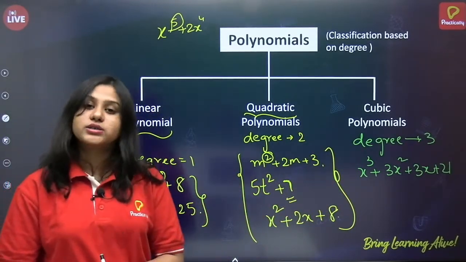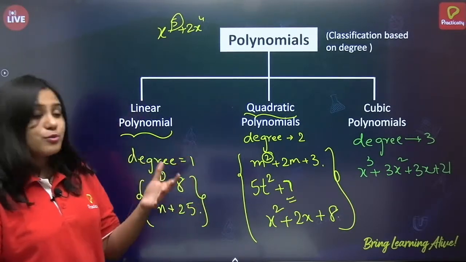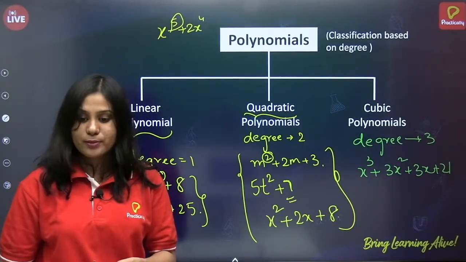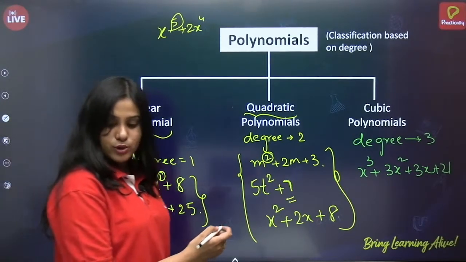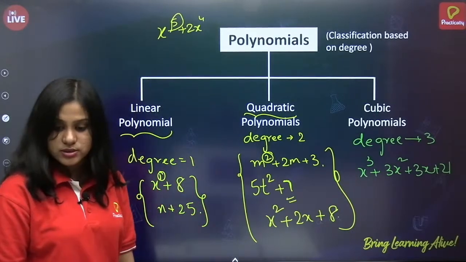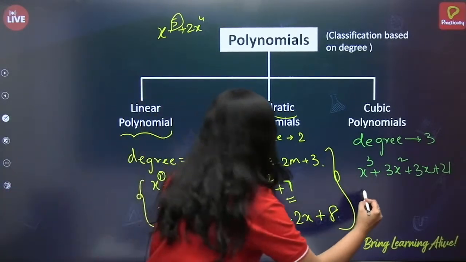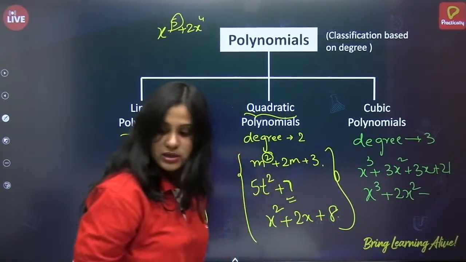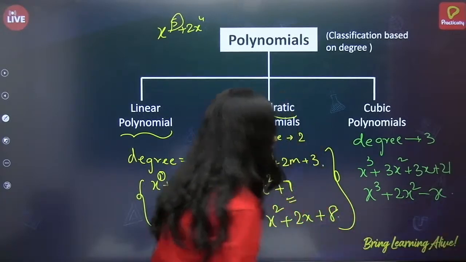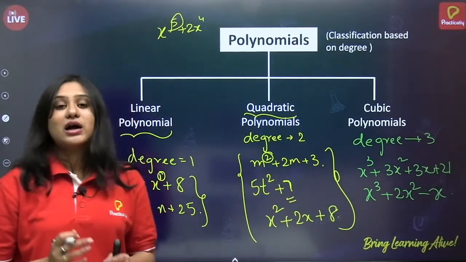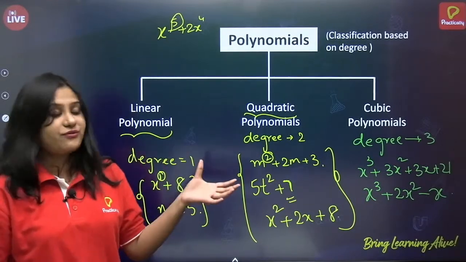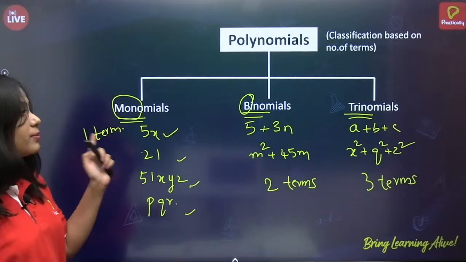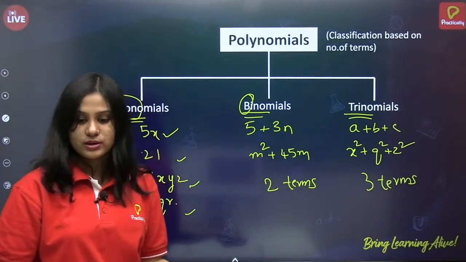I hope you have understood the classification of polynomials based on degree as well as based on number of terms. I have one more example here: x cube plus 2x square minus x. Very good. So, now you have understood the difference between linear, quadratic, cubic, and also monomial, binomial and trinomial.